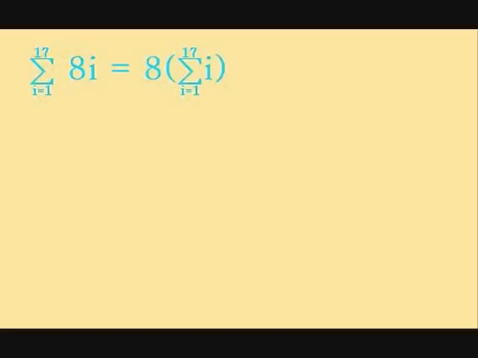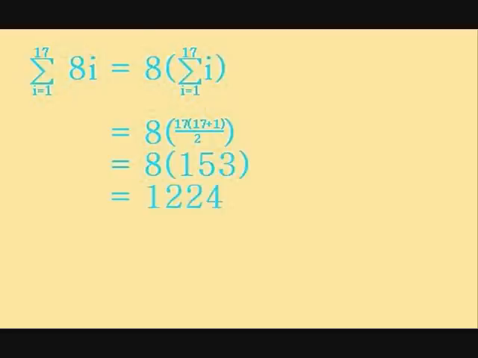Now what we're left with is just the sum of the first 17 integers, so we stick 17 into the formula that we have, and now we have something that we can put into a calculator. When we do, we get 153. Finally, when we multiply this by the 8 that we removed at the beginning, we get 1224.